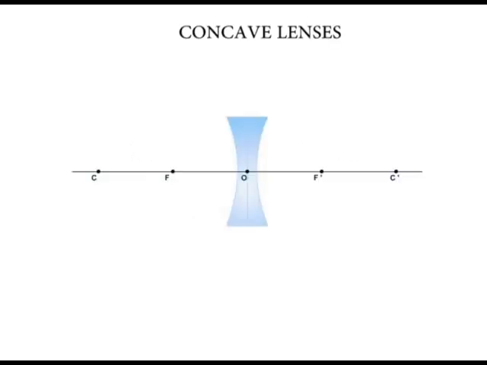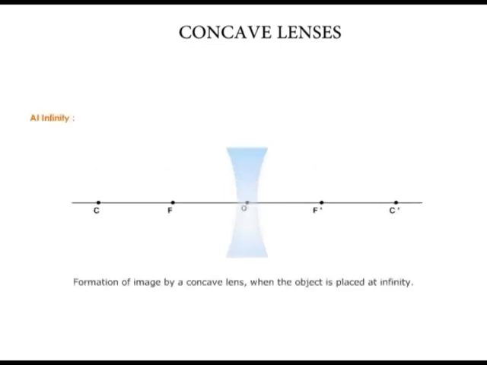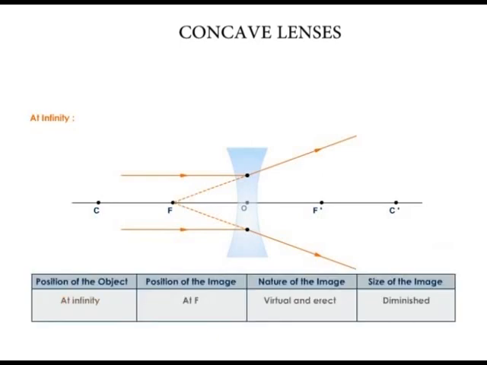Concave lenses. Now, again, to construct a ray diagram to allow us to locate the image, we need at least two rays whose paths after refraction we know. Where the refracted rays meet, there is the image. Now, for concave lenses, there are three case scenarios that we look at. First, an object at infinity. First ray, rays parallel to the principal axis after refraction diverge, appearing to originate from F. Therefore, for an object at infinity, a virtual erect and diminished image is formed at F.